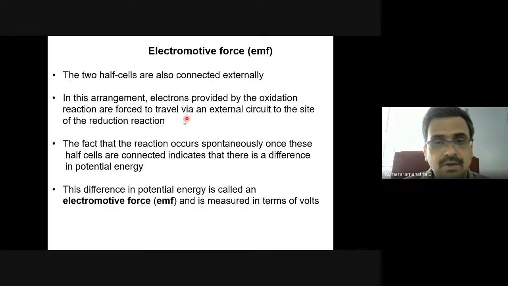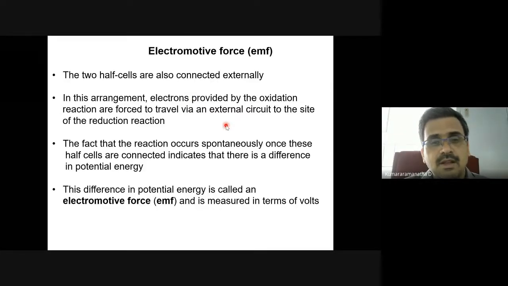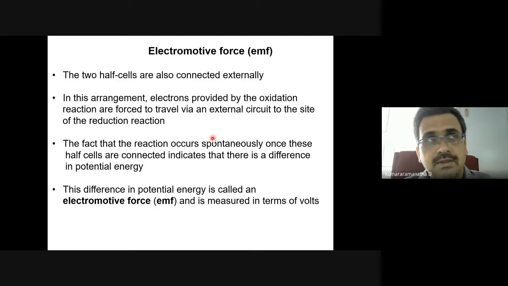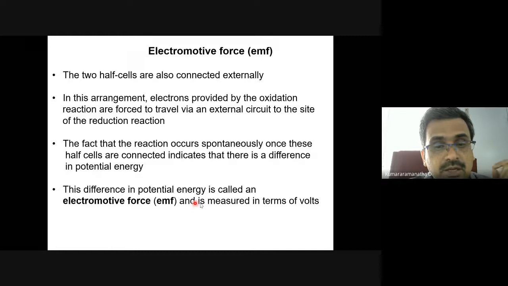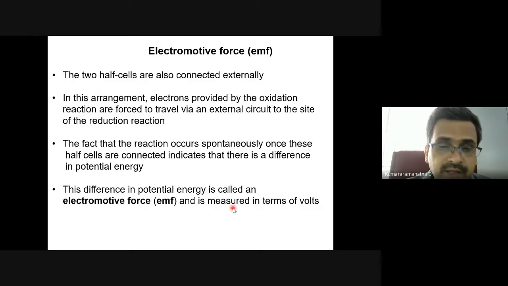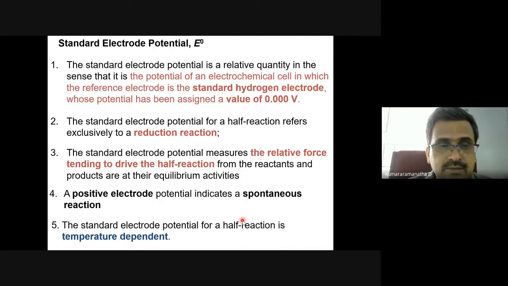When you connect them, you see a traversing of electrons. And as soon as the battery, or for example the connection, is given, the difference in the potential energy is termed as electromotive force. It is generally measured in terms of volts. This we have already discussed.